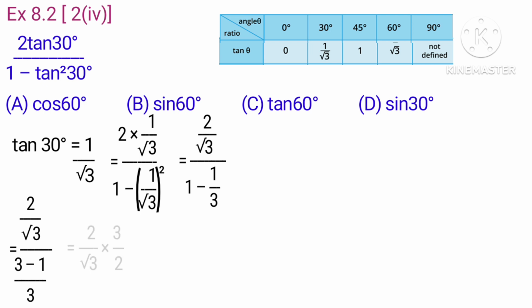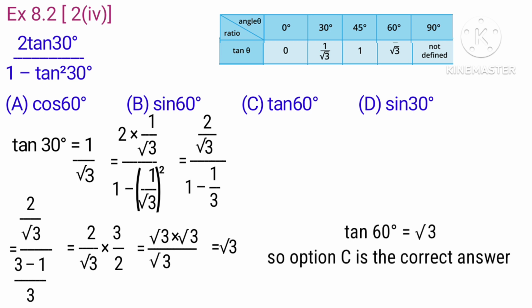So that is 2 divided by square root of 3 into 3 by 2. That is equal to square root of 3 into square root of 3 divided by square root of 3. That is 3, we can write it as square root of 3 into square root of 3. So square root of 3 and square root of 3 will get cancelled. So we just write it as square root of 3. So here tan 60 degrees is equal to square root of 3. So option C is correct.